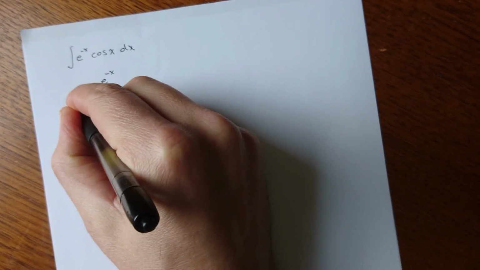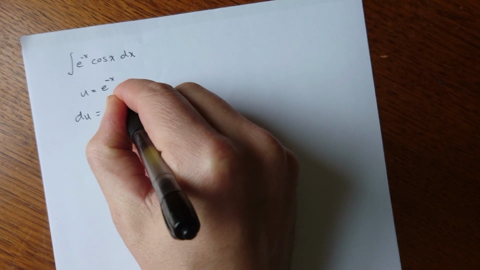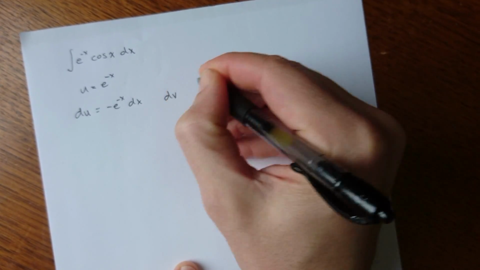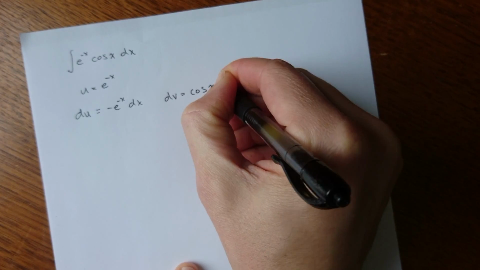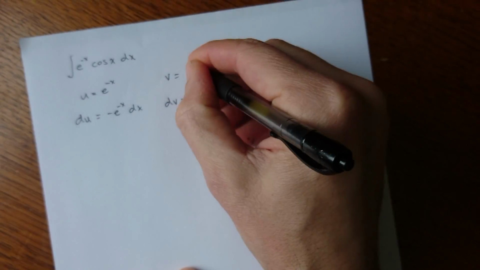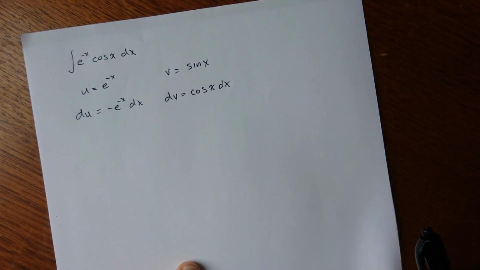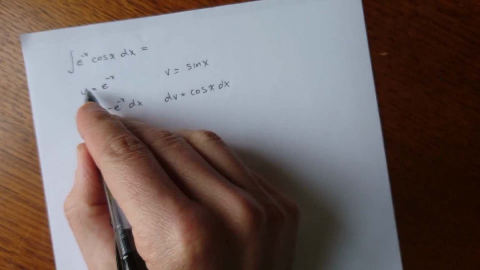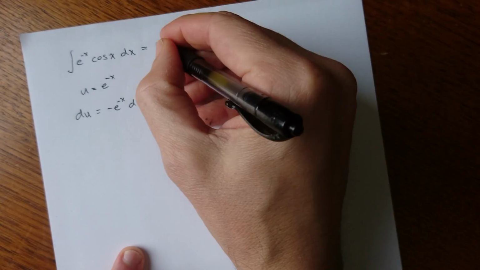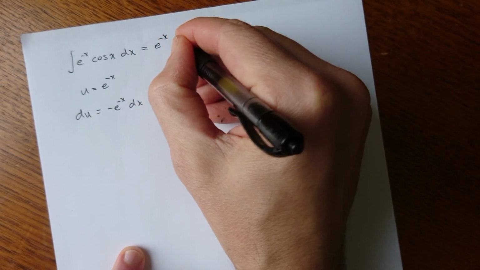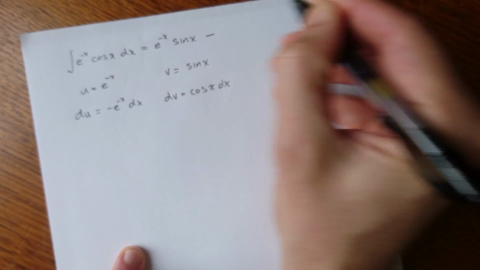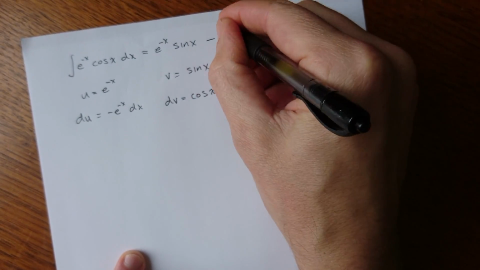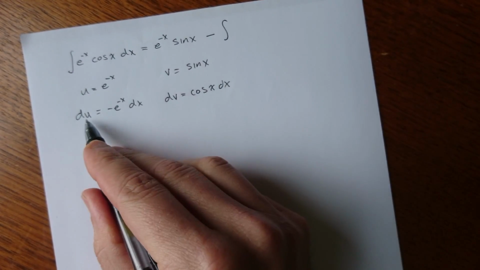So I'm going to choose u to be e to the negative x, which makes du negative e to the negative x dx. I'll choose as dv cosine of x dx, which means v was sine of x. Right? And so now I'm using the parts formula. We take u times v, so e to the negative x sine of x, minus the integral of v du.